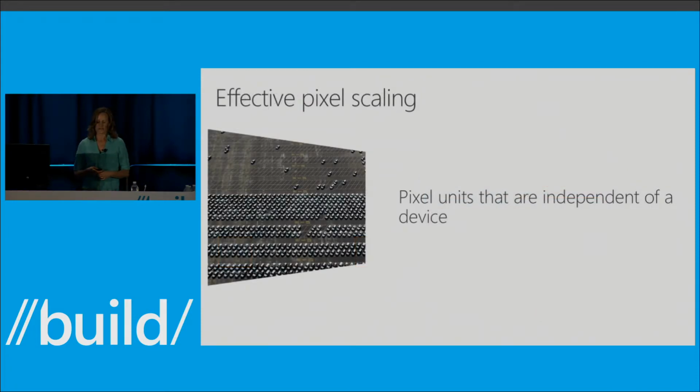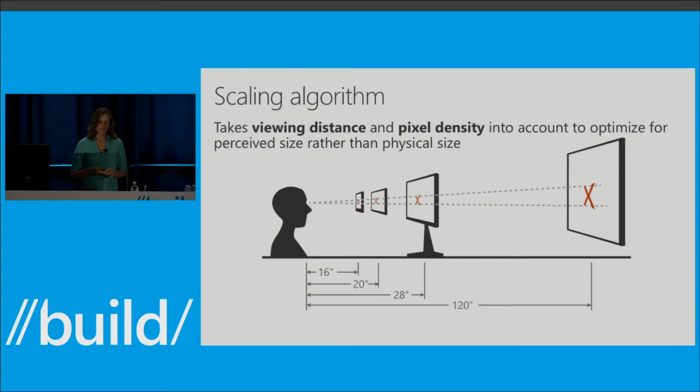So far, we have covered the unified API set, as well as the converged common controls and the input methods. Let's keep going, though, because we're not done. We're introducing a concept called effective pixels. Effective pixels are pixel units which are independent of a given device. Simply put, effective pixels allow your application to visually scale from screen to screen.